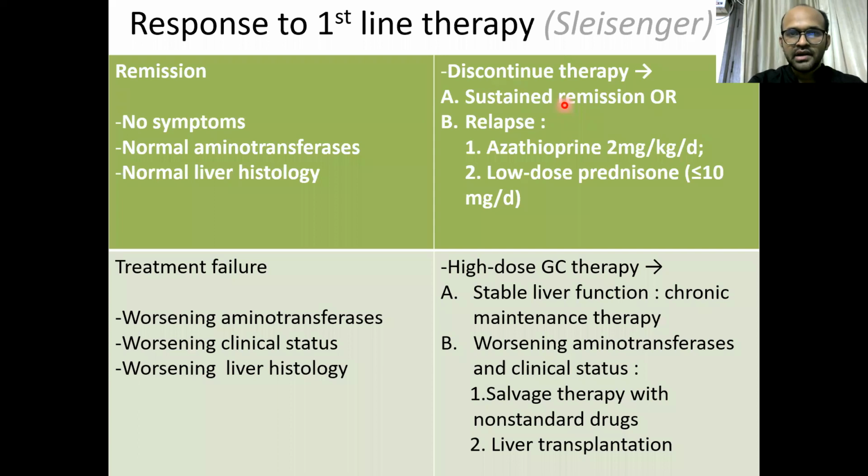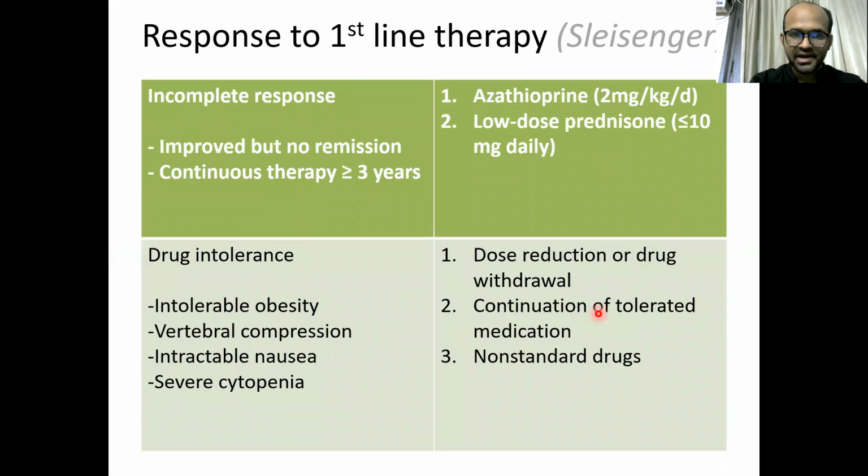Now, this is the response to first line therapy as per the Schlesinger approach, so again it is a repetition. If the patient has remission, meaning the patient is asymptomatic, aminotransferases have normalized, and liver histology has normalized, then you can discontinue the therapy. If the patient has sustained remission, fine, and if the patient relapses, then you can start azathioprine or low dose prednisone. If there is treatment failure, that means worsening of aminotransferases, worsening of clinical status, or worsening of liver histology, you will start high dose glucocorticoid therapy or other salvage therapy.